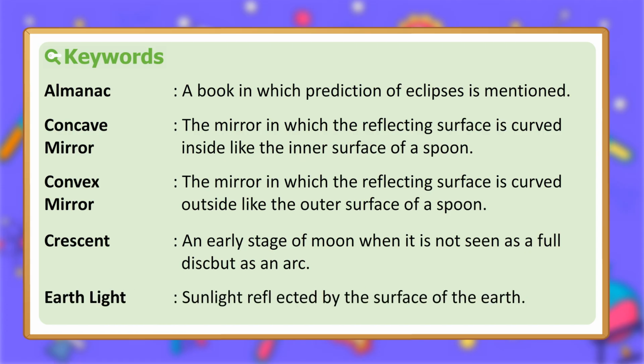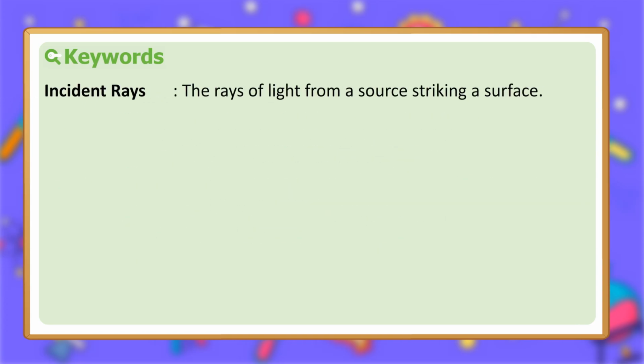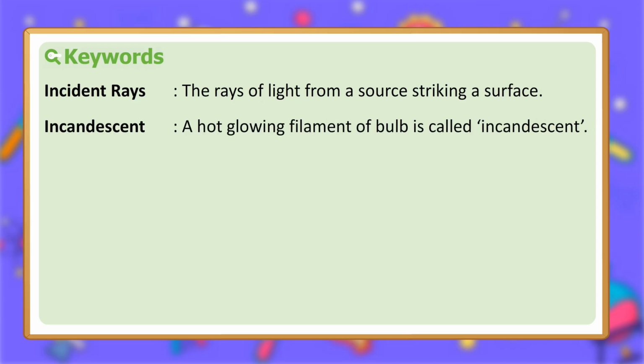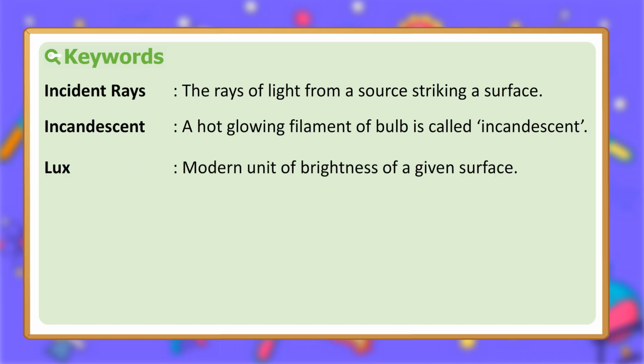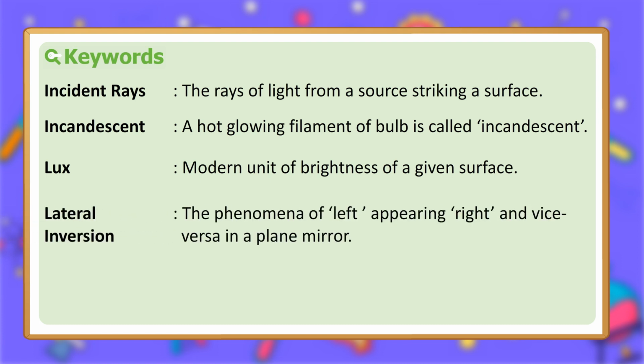Earth light: sunlight reflected by the surface of the earth. Incident rays: the rays of light from a source striking a surface. Incandescent: a hot glowing filament of a bulb is called incandescent. Lux: modern unit of brightness of a given surface. Lateral inversion: the phenomenon of left appearing right and vice versa in a plane mirror.